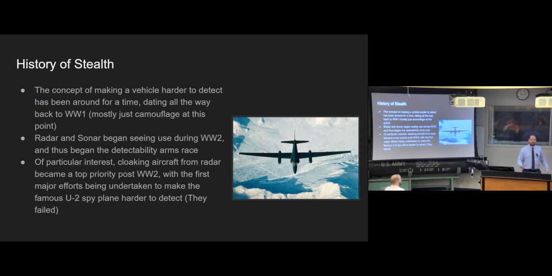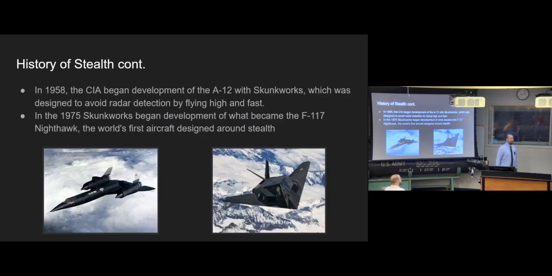Its solution was to fly 70,000 feet in the air, and they hoped that the radar did not have the range. It had the range. They just couldn't get to it, because no other plane could fly that high. So, in 1958, the CIA began development of the A-12. It's a variant of the famous SR-71 Blackbird, and this was designed similarly to the U-2, to avoid radar by flying high and fast. Still, no notable stealth coatings or RCS mitigation technology. Well, you'll notice this in a bit when we start talking about RCS, but this thing would light up like a Christmas tree if you hit it with a radar, which is not good.